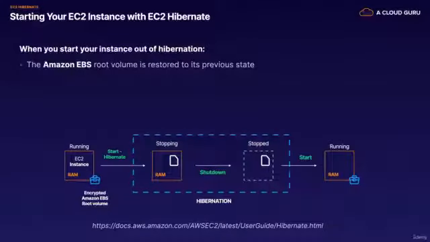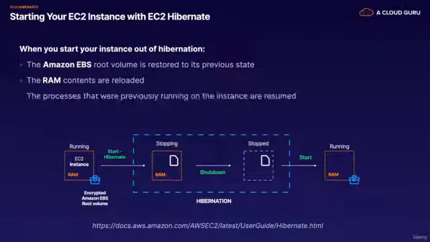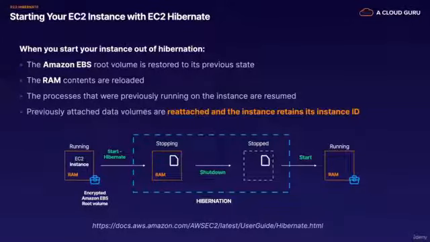So when you start your instance out of hibernation, the Amazon EBS root volume is restored to its previous state, and then the RAM contents are reloaded, and the processes that you were previously running on the instance are resumed. So you don't need to start the operating system all over again and then start up MySQL. It basically is a way of deploying your EC2 instances much faster. And previously attached data volumes are reattached, and the instance retains its instance ID. So it keeps the same instance ID, whereas if we stop an instance and restart it, that won't happen.